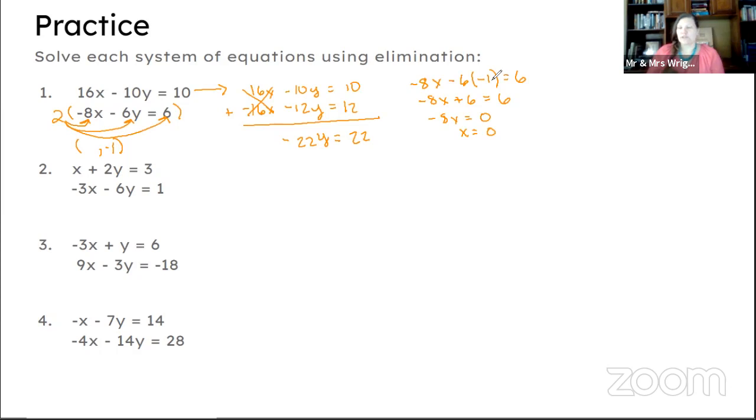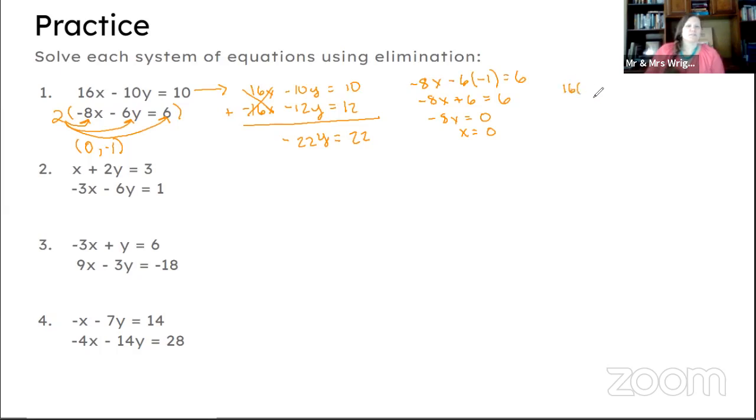Let's confirm that using our calculator. 0 divided by -8 is 0. It's confirmed. So I believe my answer to be 0, -1. However, I'd like to go ahead and verify that by plugging it into an equation. Since I used the bottom equation to find my second variable, I'm going to plug it into the top equation.